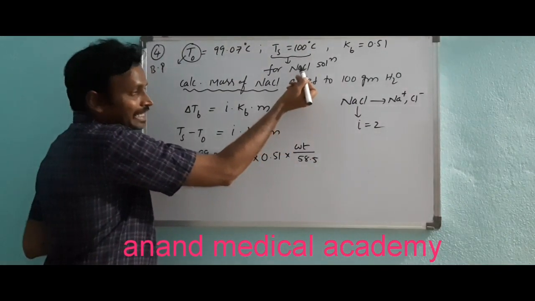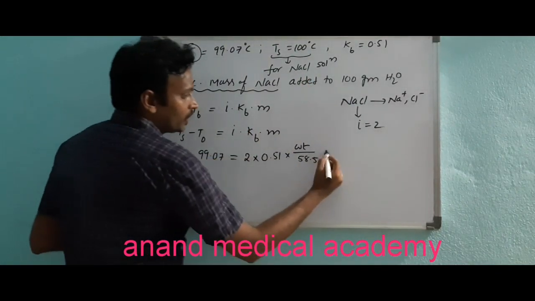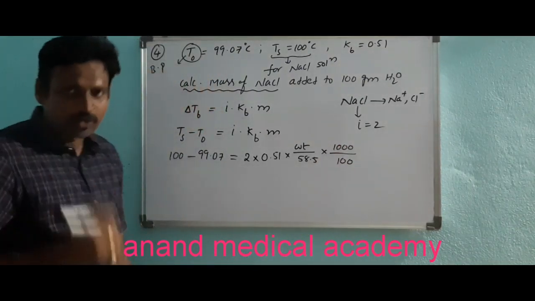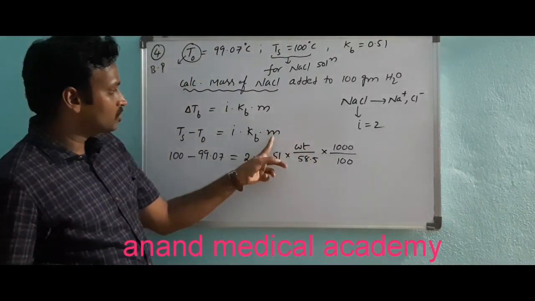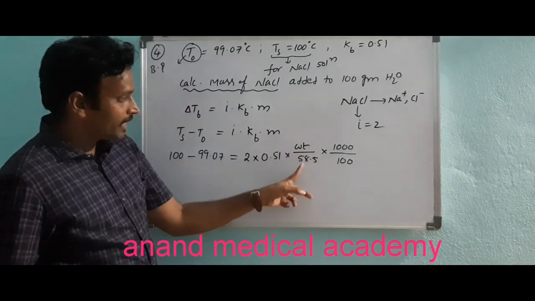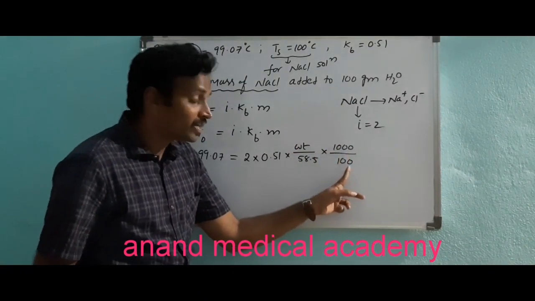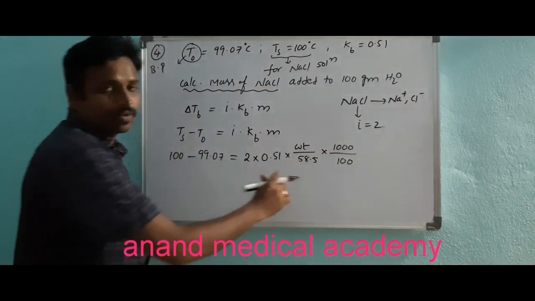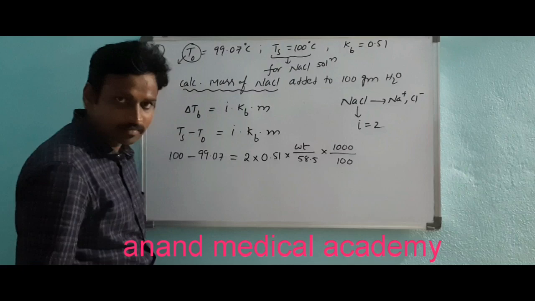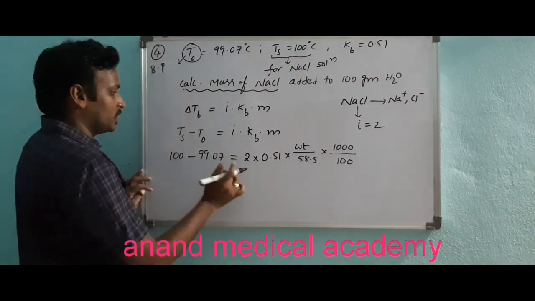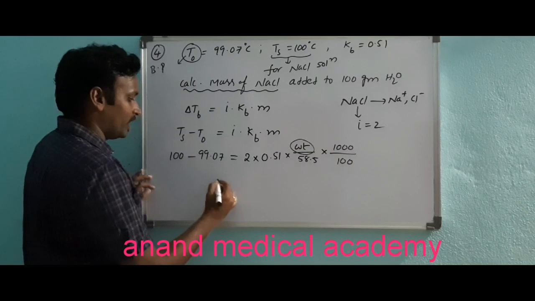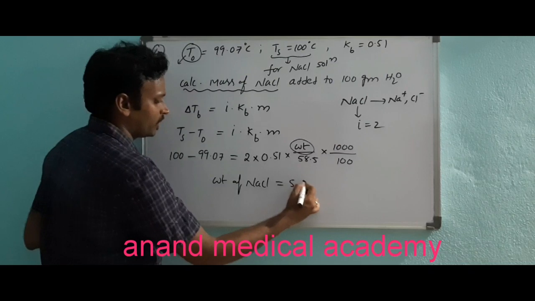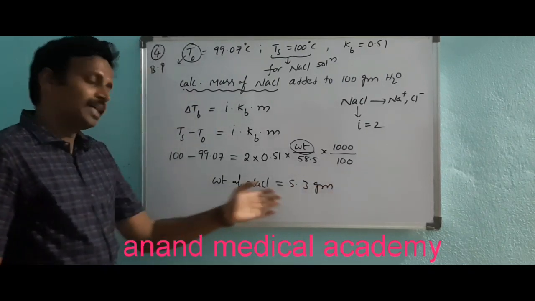23 plus 35.5, 58.5 into 1000 by 100, because as we know the molality formula, M means molality, weight by gram molecular weight into 1000 by weight of solvent. What is the weight of solvent? 100 grams of water. If you want, I will write the entire formula again. No need? Okay. So here, if you simplify, you will get the weight of NaCl, around 5.3 grams.